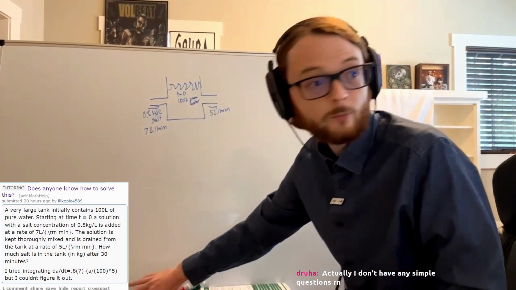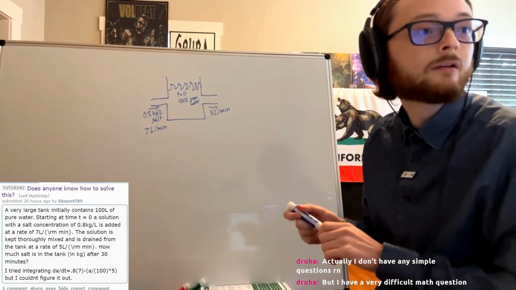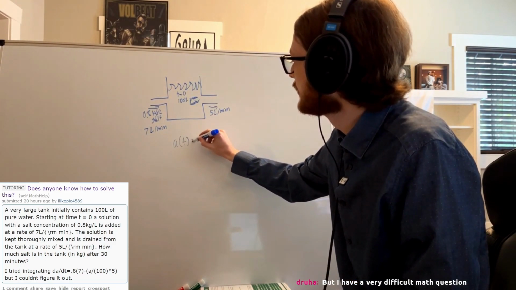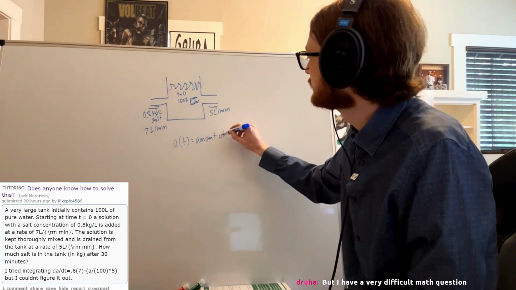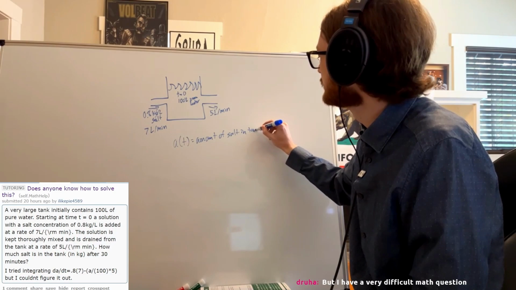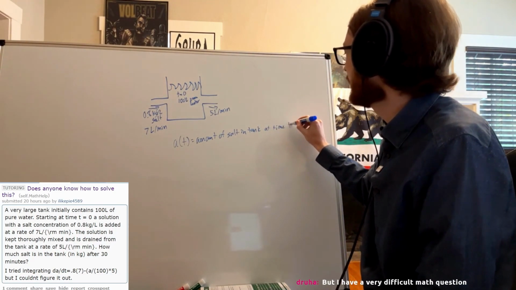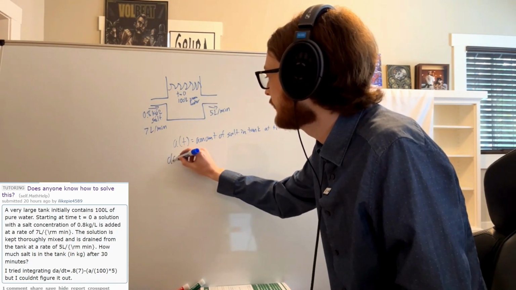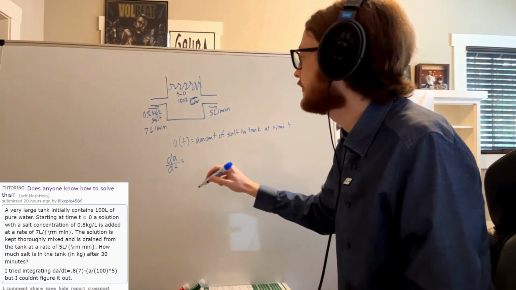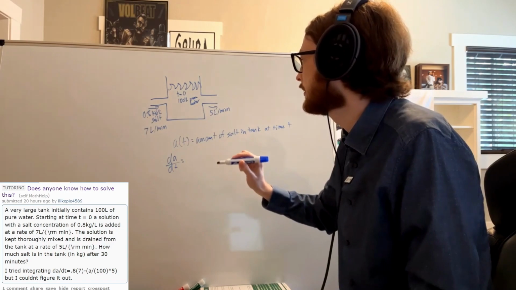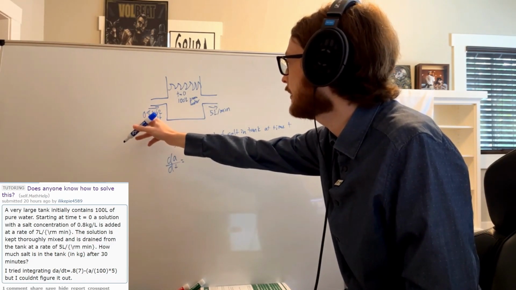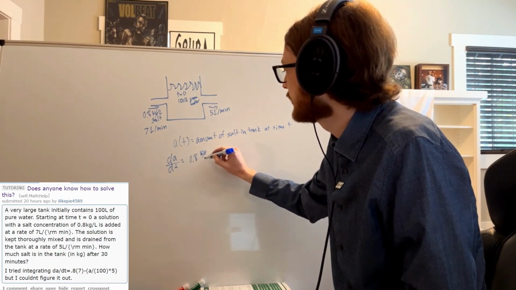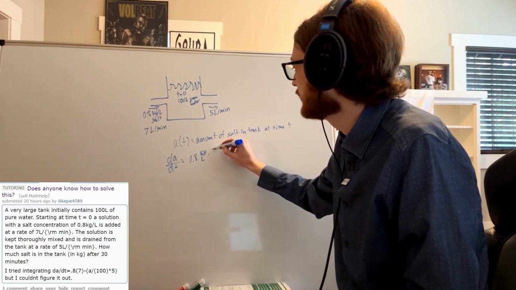Okay, so this person uses A for the amount of salt at time t. So we don't know what A of t is directly, that's what we want to find, but we do know the rate that A of t is changing. So we can define dA by dt as rate in minus rate out. The rate in is simple. We have 0.8 concentration, kg per L times 7 liters per minute.